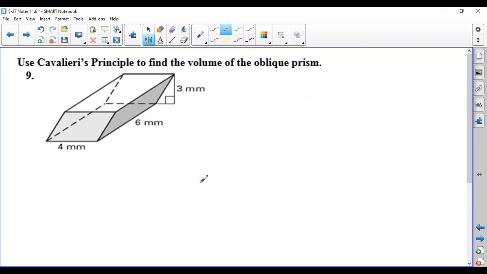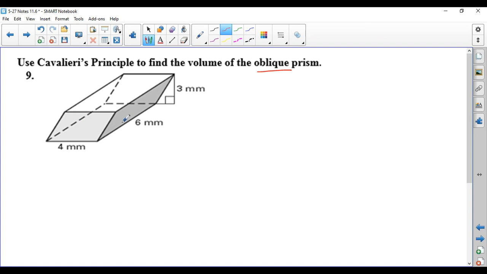This is not a right prism. This is an oblique prism. We can see that it looks like it's slanted. I always think of taking a slinky and pushing it to the side. And with this oblique prism, we can still find the volume because we can use Cavalieri's principle.